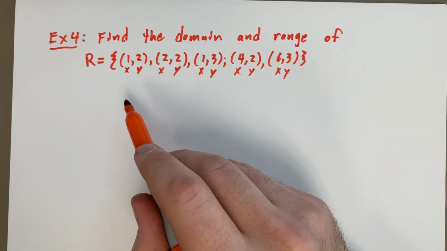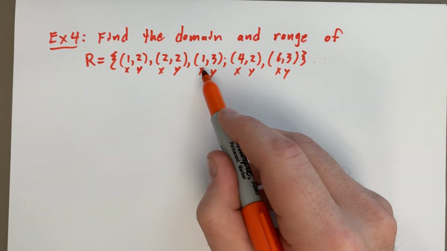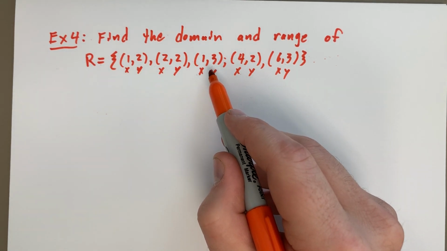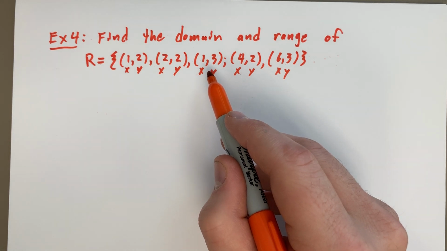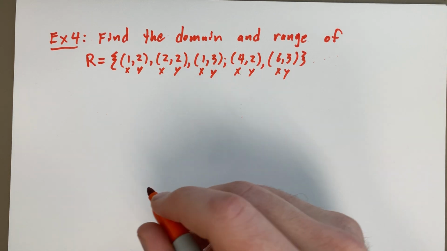So you're probably thinking, no, and you'd be right, because 1 goes to 2 here, and then the x value of 1 also goes to 3. So this isn't a function at all. It's a relation, but it's not a function. So at which point, we would just write not a function.